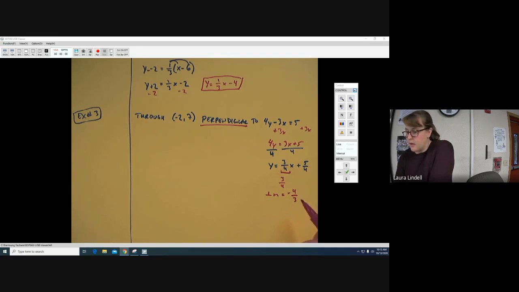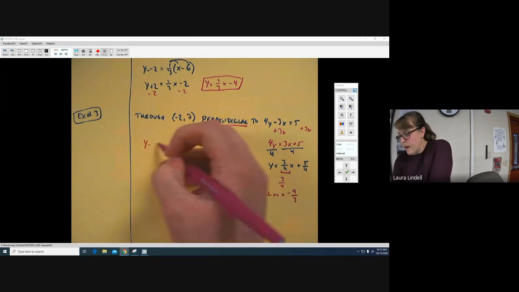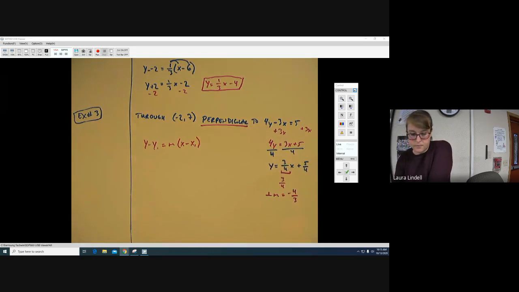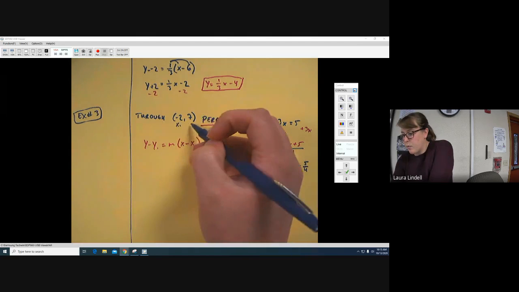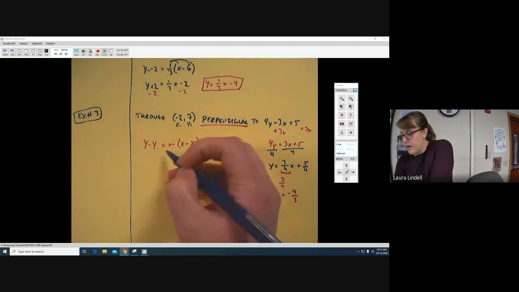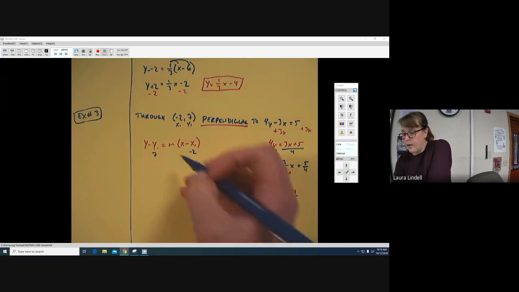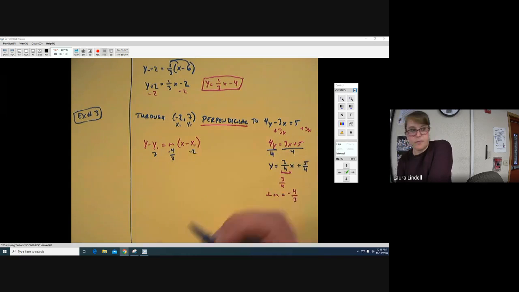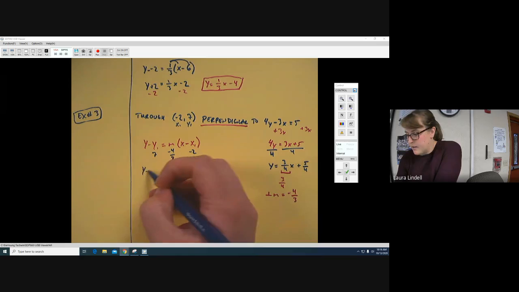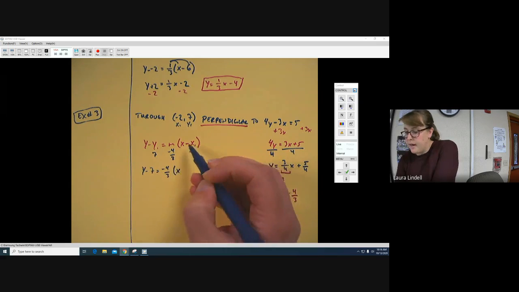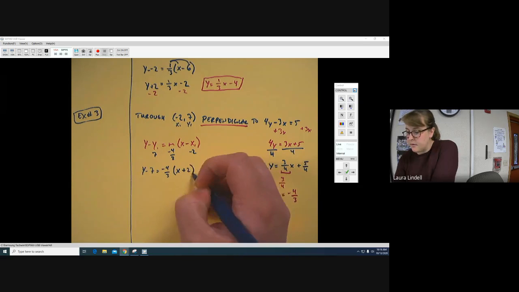-4/3. So putting this into point slope form, y minus y1 equals m times x minus x1. Okay. So here's our x1, y1. We've got a 7 here and a -2 here. And then we have a -4/3 for the slope. So we get y minus 7 equals -4/3 times x, and then minus -2, remember, is like plus 2.